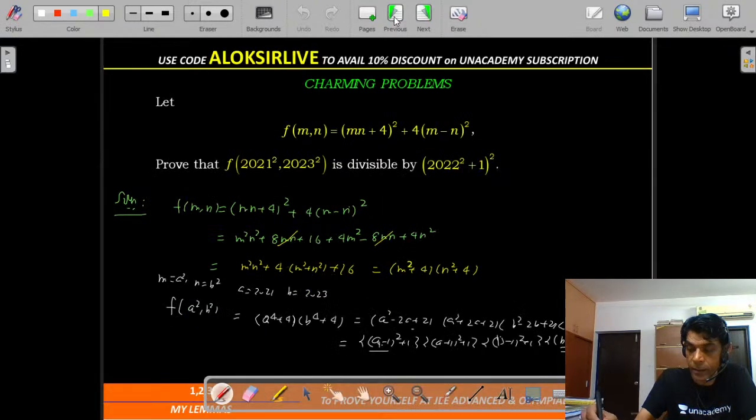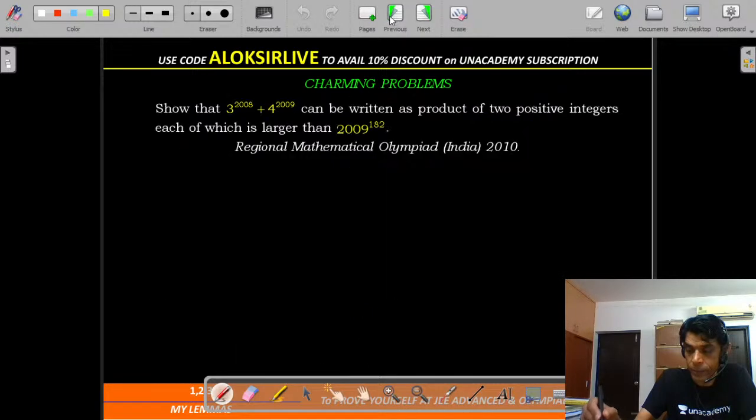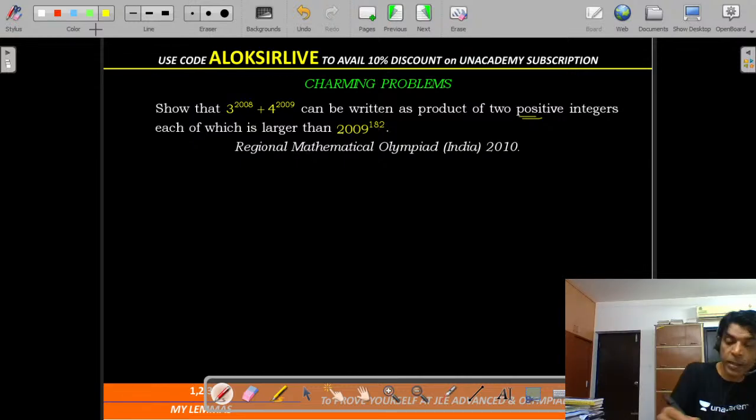Let us do that question. Yeah, it's this. This can be written as a product of two positive integers, each of which is larger than 2009 to the 182. So let me do this one small, and then we check what we can do.